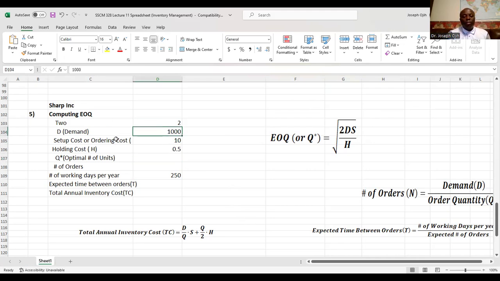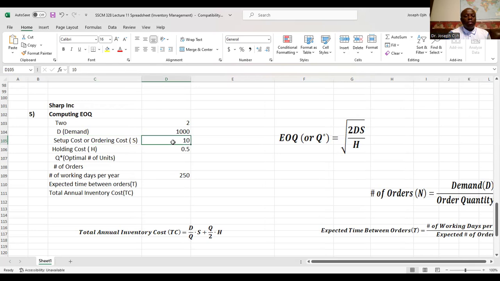Demand is 1,000. Setup cost, ordering cost per order, is $10. Okay. This is money. Of course, they're money, so $10. Now, the economic order quantity, or the optimal number of units, will be the square root of 2 times DS over H. So how do you put square roots?